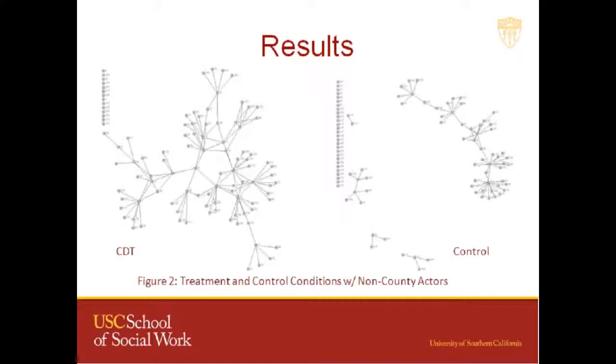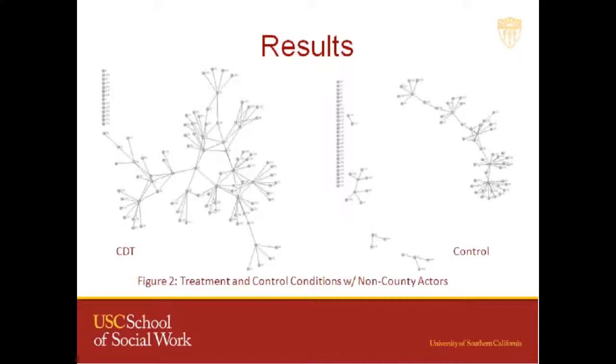The point of this analysis is that the community development team essentially accomplished what it set out to do, which was to bring people together and to build these networks. And as you can see, the network that was constructed through the community development team was much larger and with much greater linkages than the networks that existed in the control conditions.